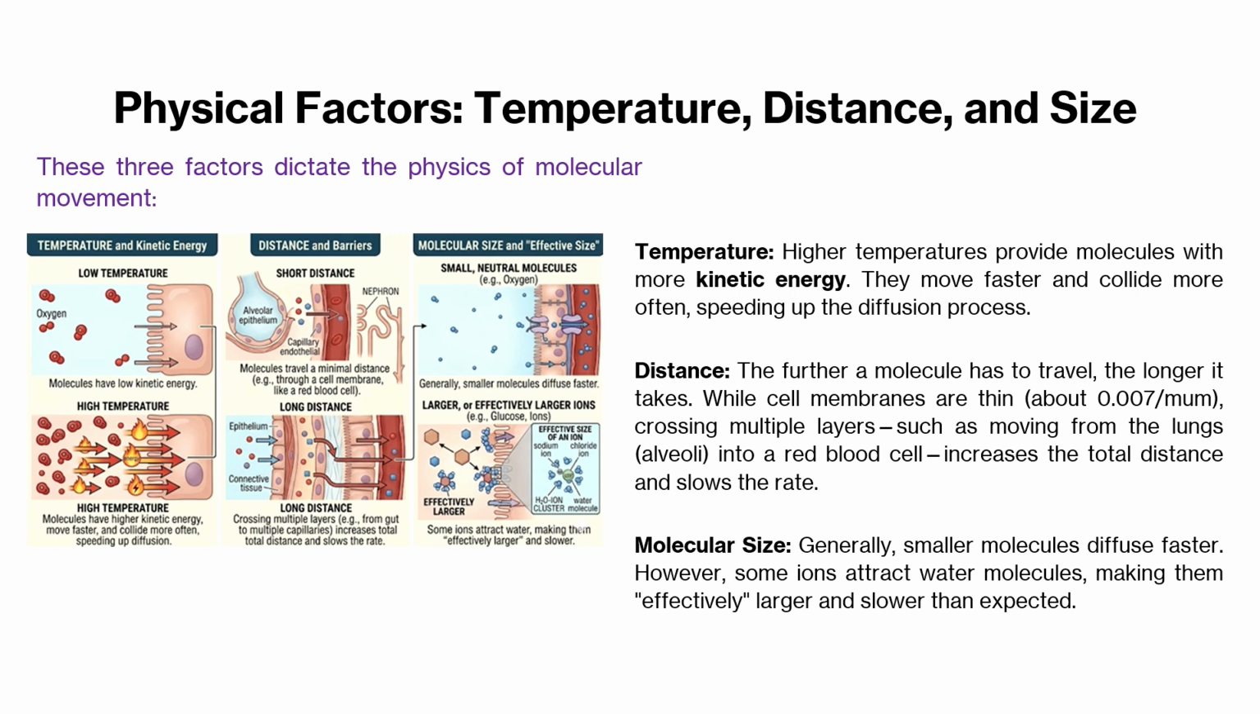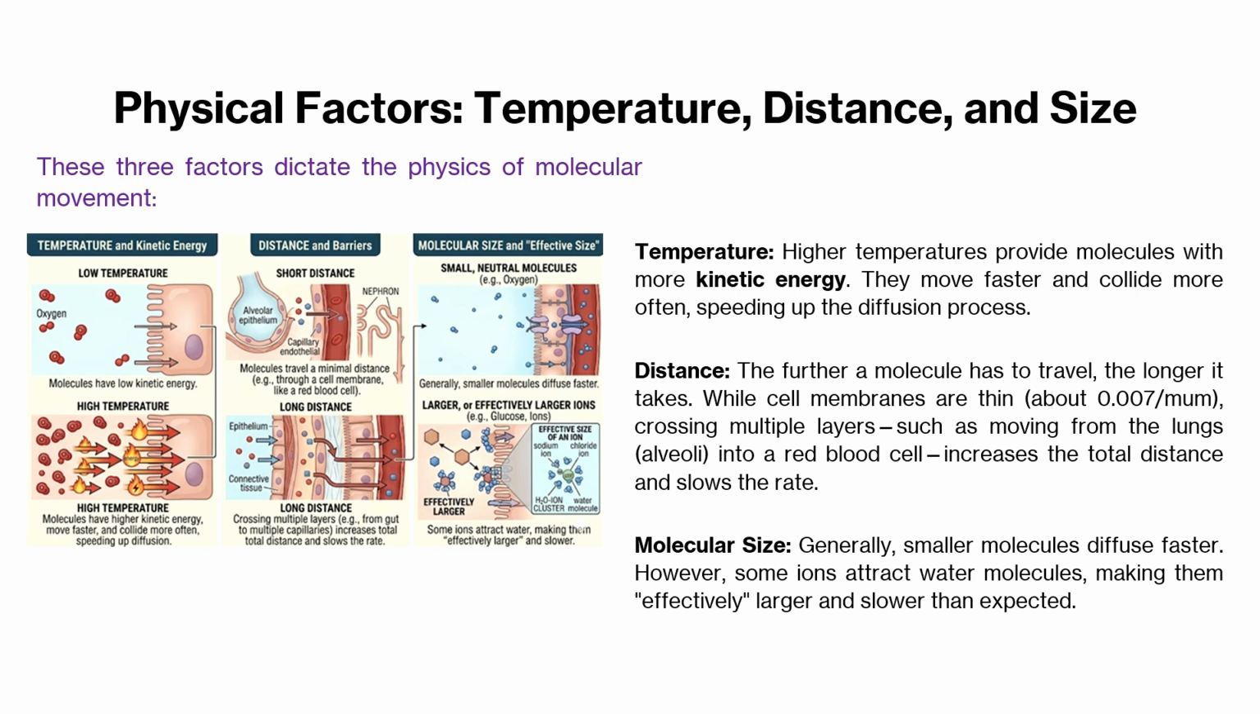Finally, we have molecular size. In the world of diffusion, being small is an advantage. Generally, smaller molecules like oxygen can zip through gaps much faster than large bulky molecules. But here is a fun fact for your exams. Some tiny ions actually attract water molecules to themselves. This makes them effectively larger and heavier than they look on paper, which can actually slow them down.